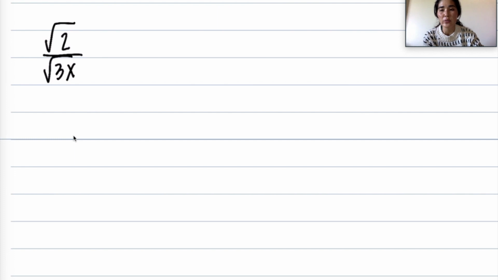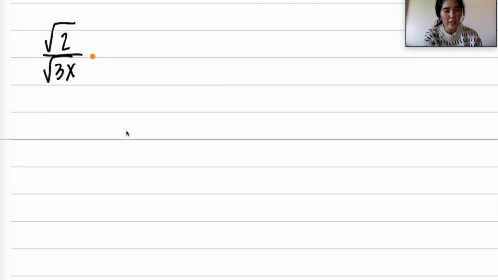We have rad 2 over rad 3x. So currently we are breaking that third rule because we have a square root in our denominator. So we're going to get rid of that, just like we did in our last example. We're going to rationalize it. So we're going to multiply to get rid of that.